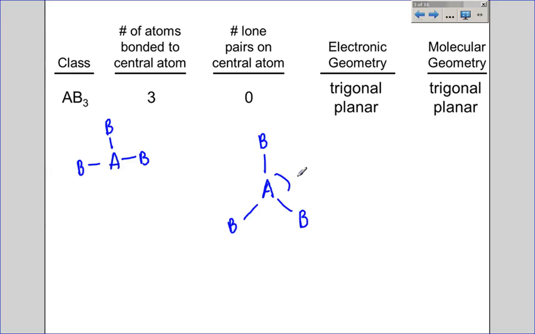So this angle is 120 degrees. And we call this geometry trigonal planar because this will be a flat molecule. It would be able to lie on the desk. And it's trigonal. It forms a triangle. So that's where the name comes from. Like in our first example, we have no lone pairs, so our electronic geometry and molecular geometry match each other, both trigonal planar. So this is the 3D picture.